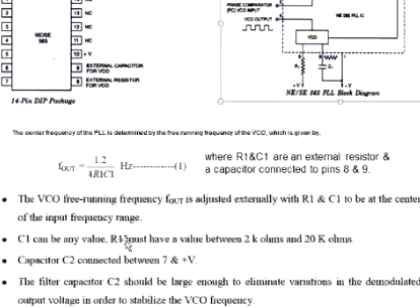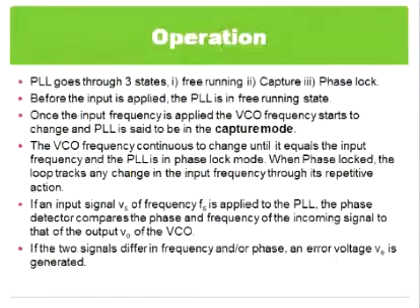The value of R1 is normally fixed, and C1 we choose. There are basically three stages for the PLL operation. So initially there is no input signal.